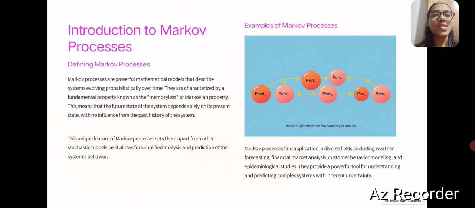Introduction to Markov processes. Defining Markov processes. Markov processes are powerful mathematical models that describe systems evolving probabilistically over time. They are characterized by a fundamental property known as the memoryless or Markov property. This means that the future state of the system depends solely on its present state, with no influence from the past history of the system.